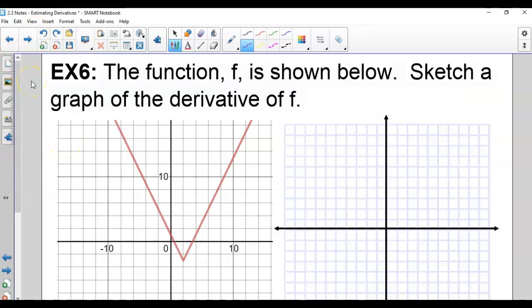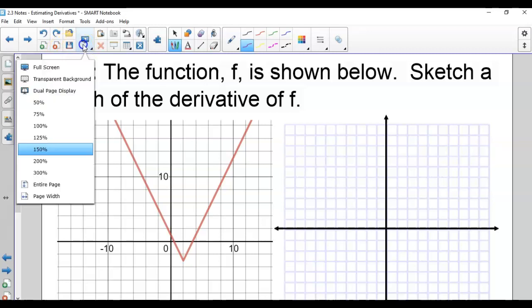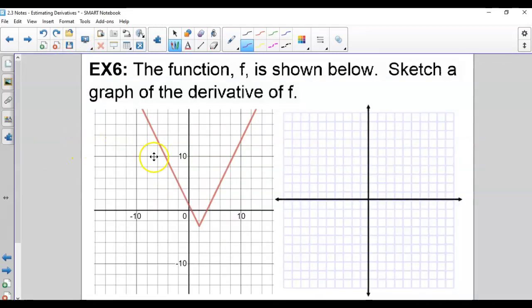Okay. One other thing that we're going to need to be able to do is sketch the derivative of a graph. So, zoom back out a little bit here. If we're looking at this graph right here and we're asked to sketch a graph of the derivative, we could almost think of making a table here.